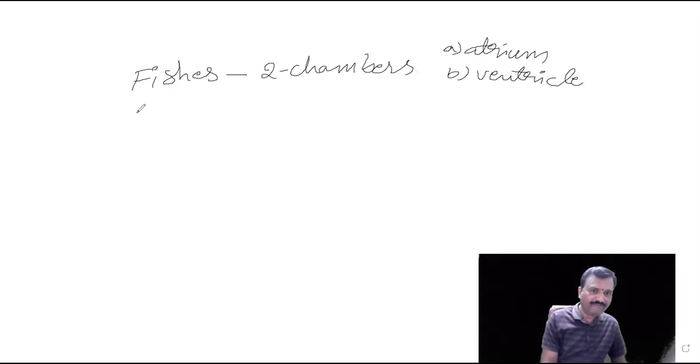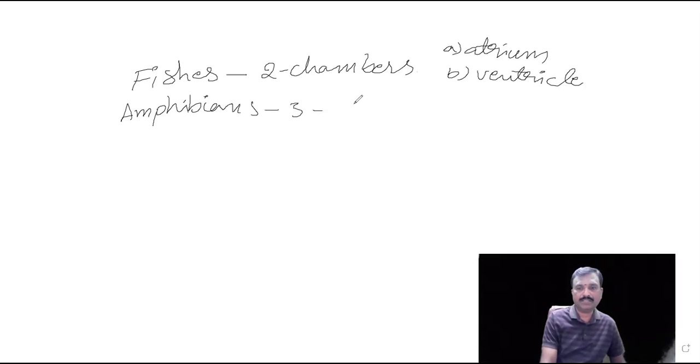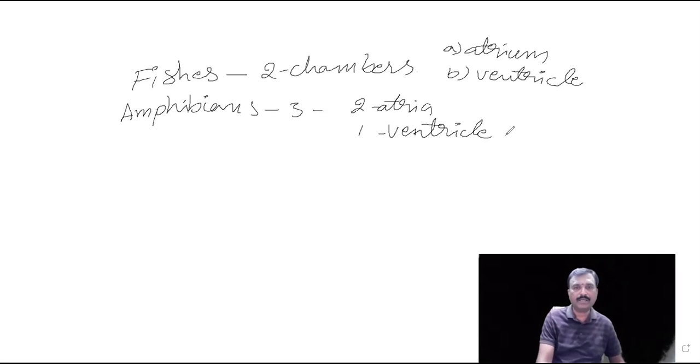Next, if you take amphibians, they have a three chambered heart. The heart contains three chambers: two atria and one ventricle. The three chambered heart is there in amphibians.